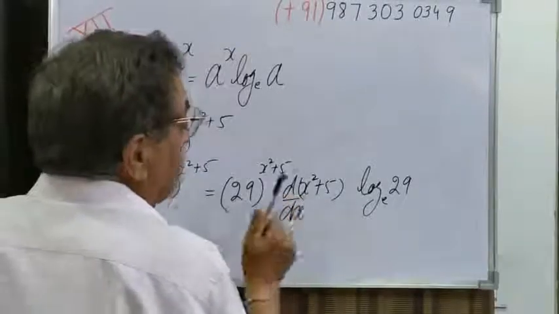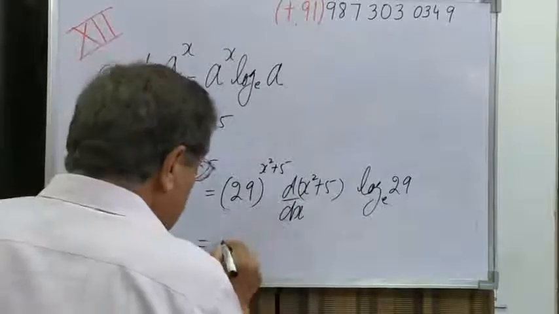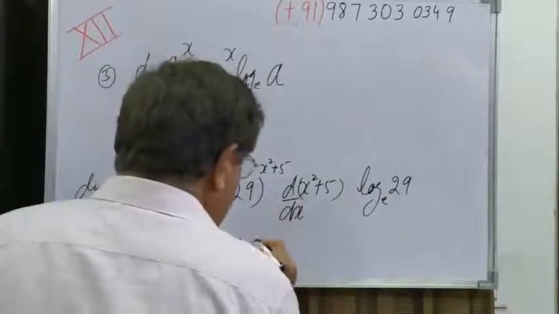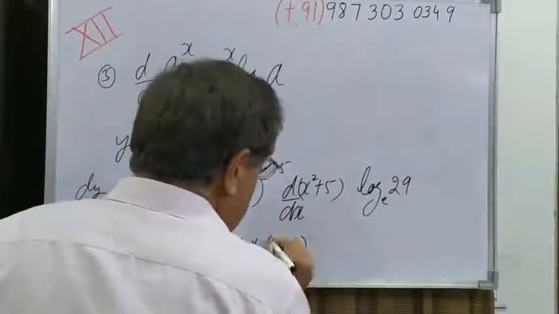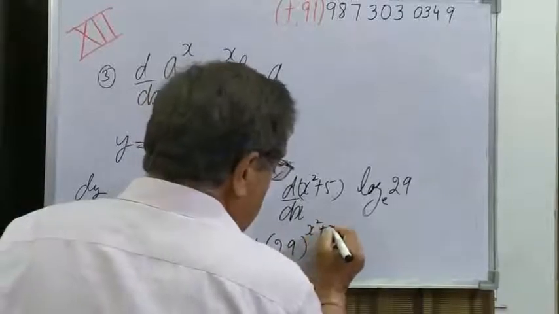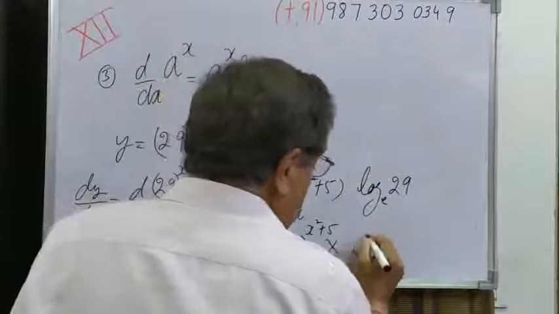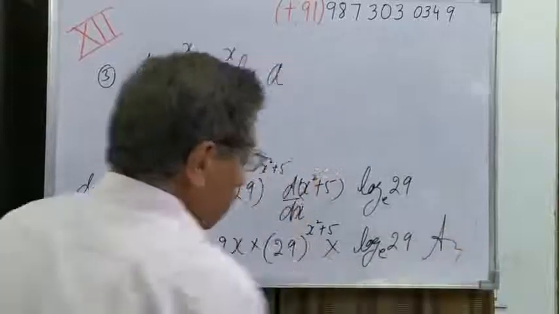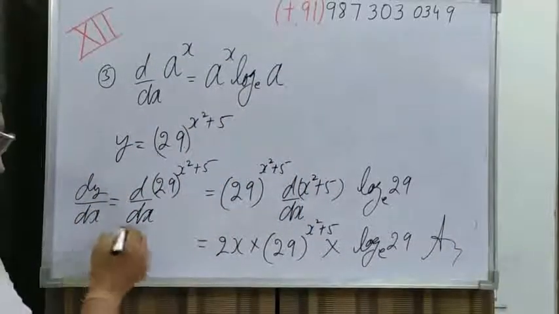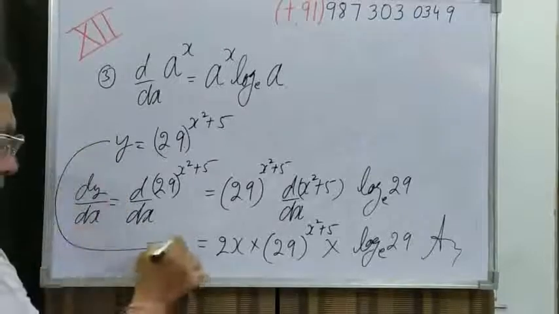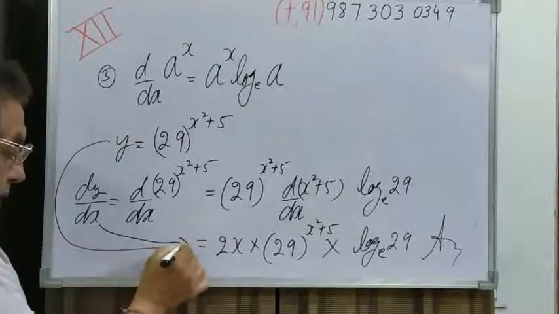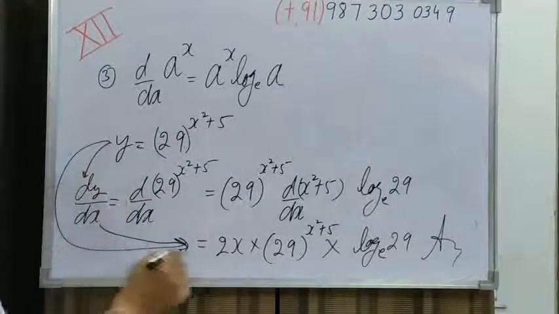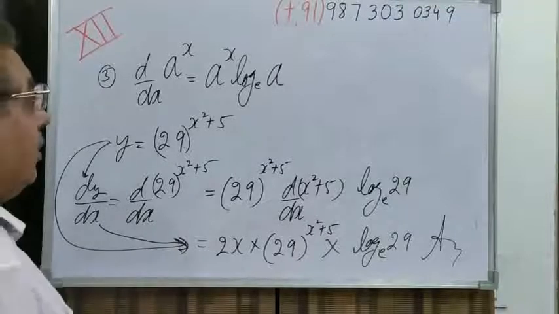Derivative of any constant is 0. So for x square, we get 2x. So 2x into 29 raised to power x square plus 5, further into log of 29 to the base e. So this is the answer for the differentiation of this one. So this is the derivative. So this is the way.